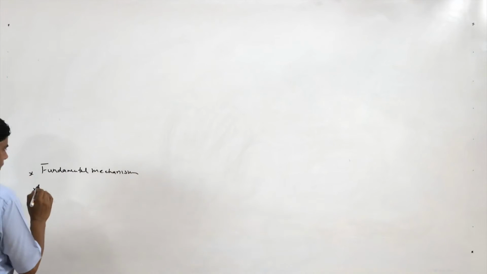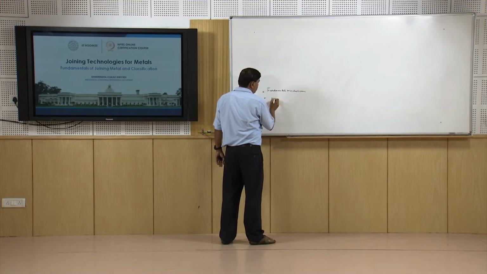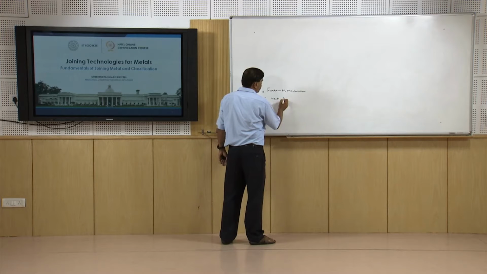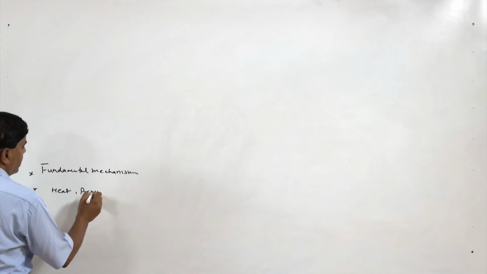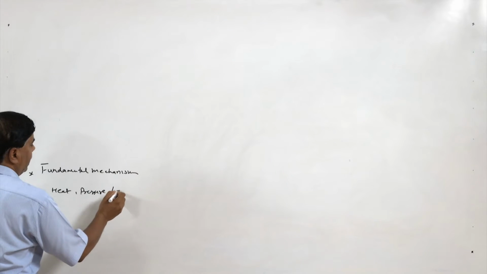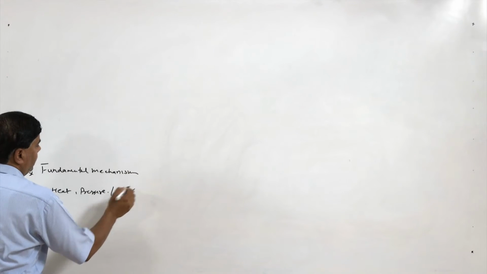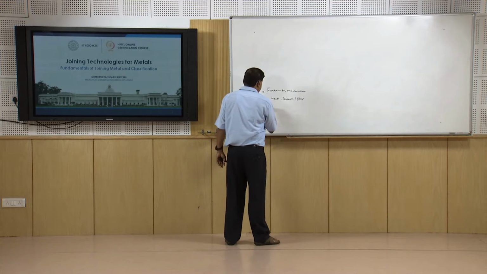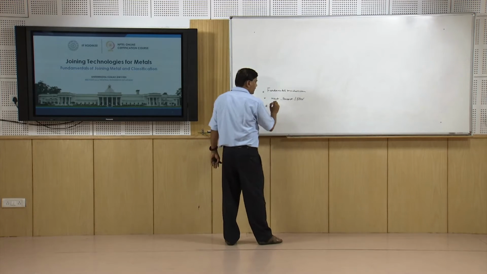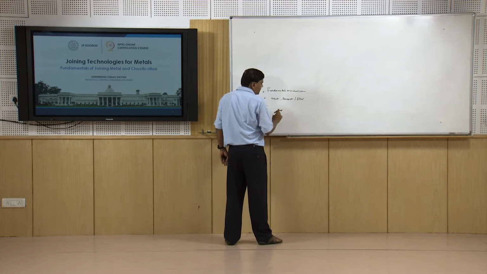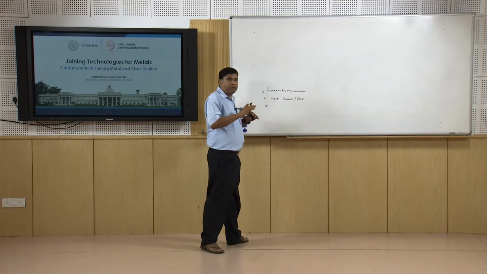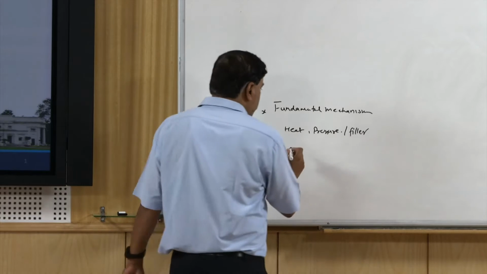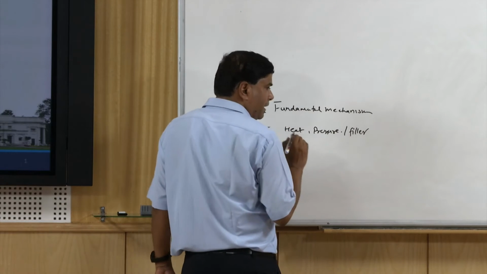Then we will see that for the joining purpose basically we use heat, pressure and filler. So, what is the role of the heat, pressure and filler in the joining processes? And then based on this, since over a period of time a lot of joining processes have been developed, how can we classify?